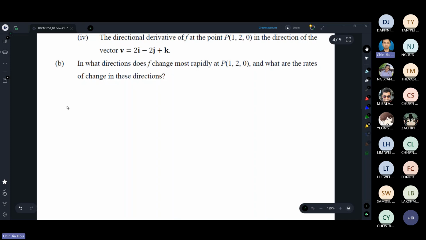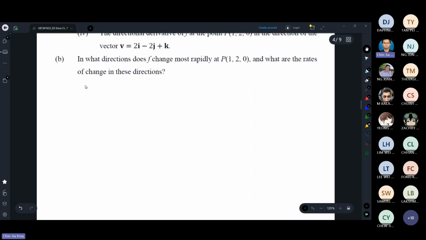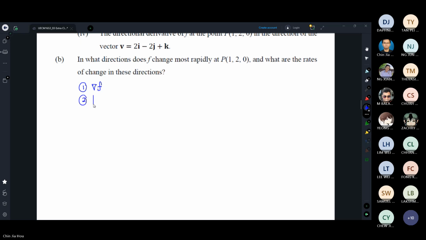First of all, the first thing that you need is your gradient vector. Second thing, calculate the magnitude of the gradient vector. Third, statement. You write a statement. So let's begin from the first part.